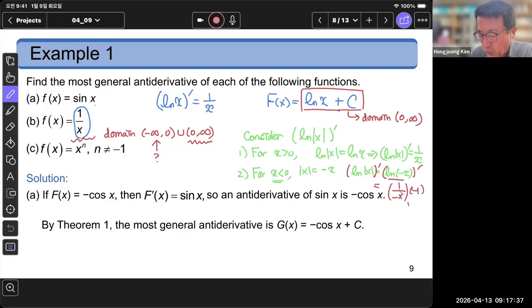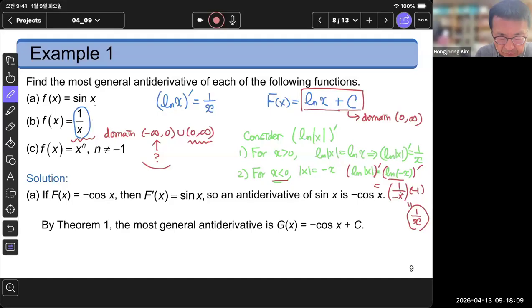So the negative sign will cancel out and you get just 1 over x. This expression shows that for negative x, if I differentiate log of the absolute value of x, you get 1 over x. So that answers the negative part of the interval. So what is the correct answer?